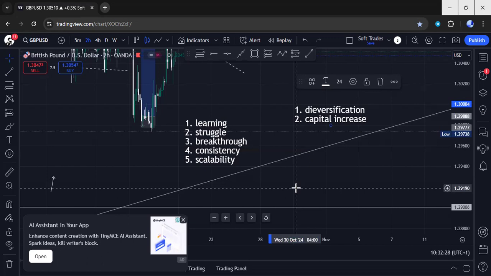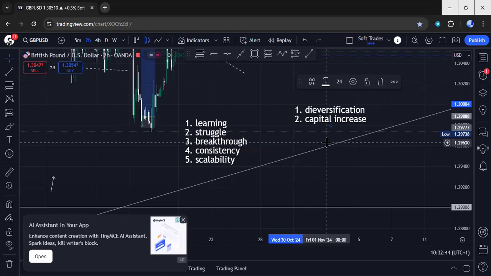Now, the second part of scalability, which of course most traders do, is that they start increasing their capital. They start becoming strategic about how they allocate their capital. So let's say, for example, you've been trading 5K accounts, then you now move to trading 100K. You have 100K accounts with different cross-funds. You no longer stress yourself that much. So this is when you know you've gotten to the top and you keep yourself there.